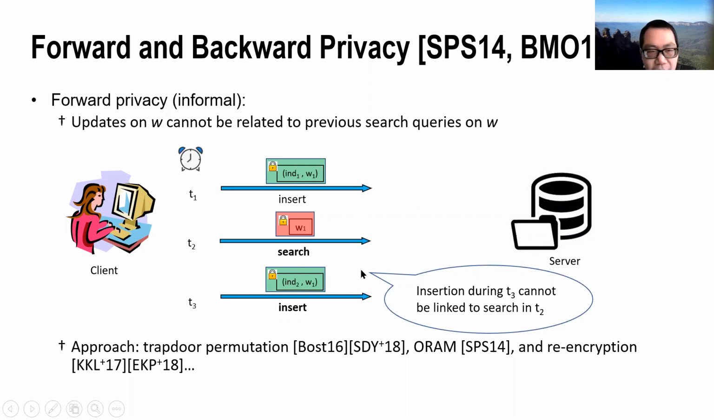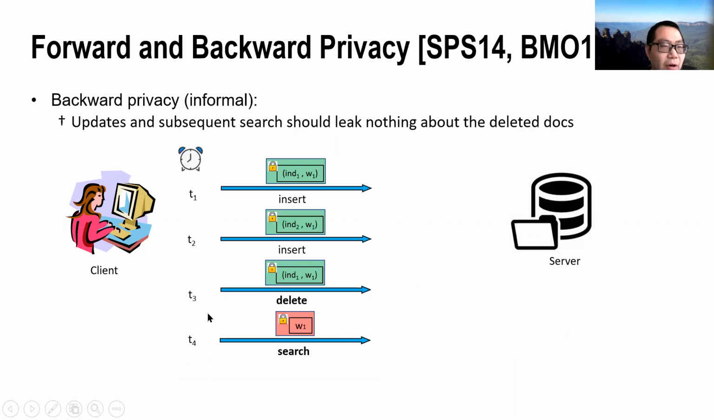In other words, the forward privacy ensures that the insertion operation at time T3 cannot be linked to the previous search at time T2. Until now, different methods have been proposed to achieve forward privacy, such as by using the trapdoor permutation or oblivious RAM and re-encryption. For backward privacy, informally, it guarantees that the updates and subsequent search queries should leak nothing about the deleted documents.